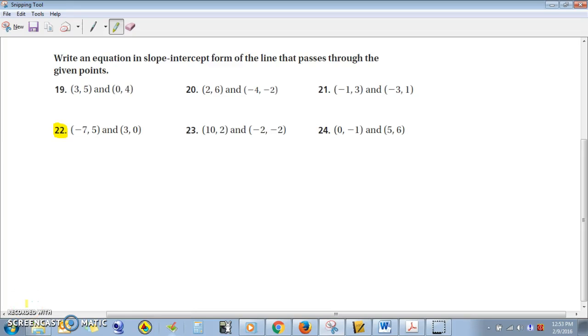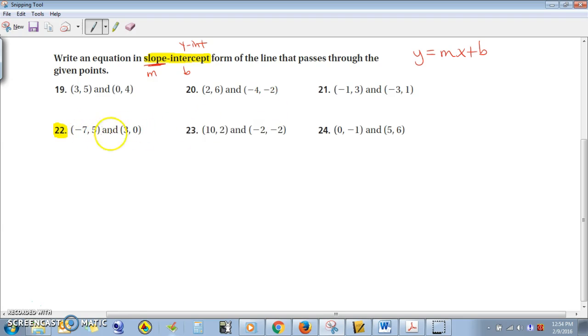Alright, so we're going to talk about how to write an equation in slope-intercept form given 2 points that a line goes through. Now, in order to get it in slope-intercept form, I need to find two things. I need to find the slope, which we write m, and the y-intercept, which we call b. And slope-intercept form is the form y equals mx plus b.